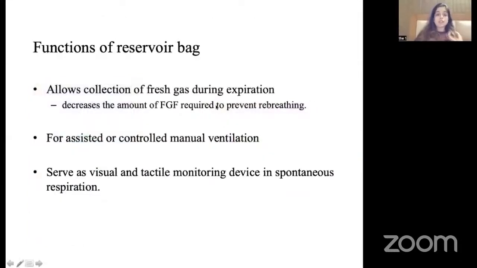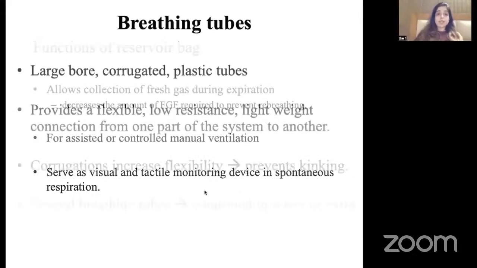What are its functions? It will allow you to collect the fresh gas during expiration. So it will decrease the amount of the fresh gas flow which is required to prevent the rebreathing. You can use this bag for manually ventilating the patient in cases of assisted or controlled ventilation. The bag also serves as a visual and tactile monitoring device for spontaneous respiration.